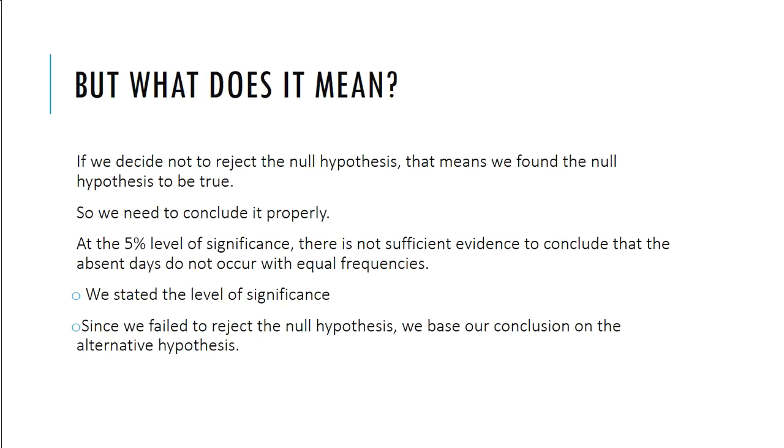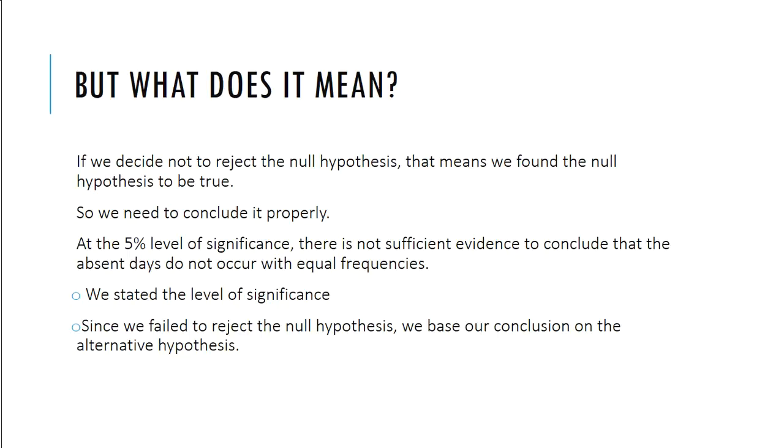So we need to conclude it properly. At the 5% level of significance, there is not sufficient evidence to conclude that the absent days do not occur with equal frequencies. What? That's really confusing. So what we did is we stated the level of significance, and since we failed to reject the null, we based our conclusion on the alternative hypothesis. I know it's crazy, but in statistics, that's what they do, because you're not really testing your null, you're testing your alternative. So again, let me tell you what we did.